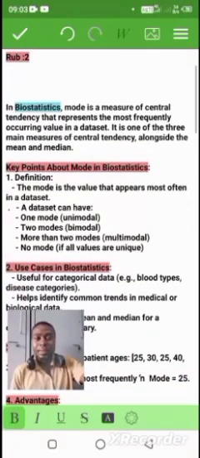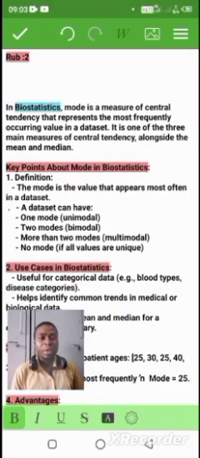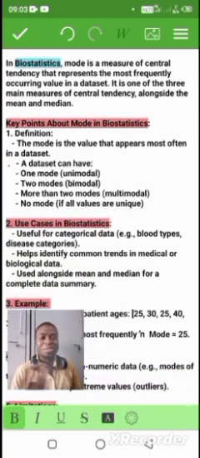All right, like I said on the key points, the mode is the value that appears most often in the dataset. A dataset can have one mode, two modes, or more than two, or it cannot have any, which is called unique.